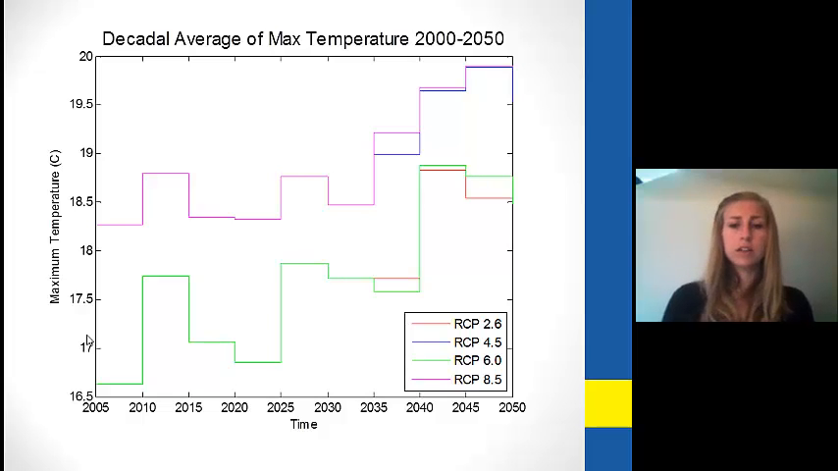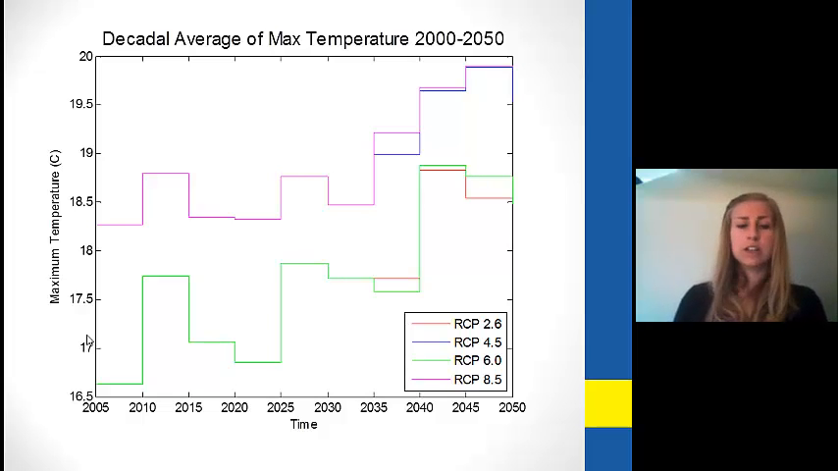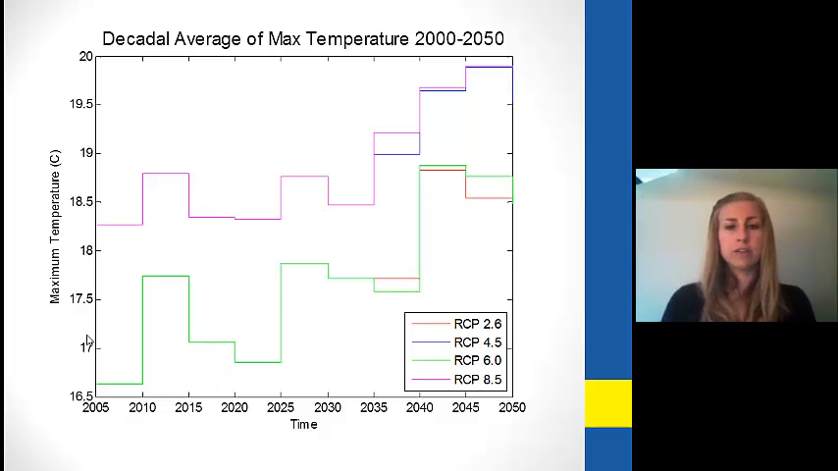And so to get a little bit clearer of an idea of this trend and how it is increasing, I did the decadal average of maximum temperature between 2000 and 2050, and you can see that they are all increasing very strongly, with 8.5 and 2.6 being the strongest and weakest decadal average of maximum temperature.